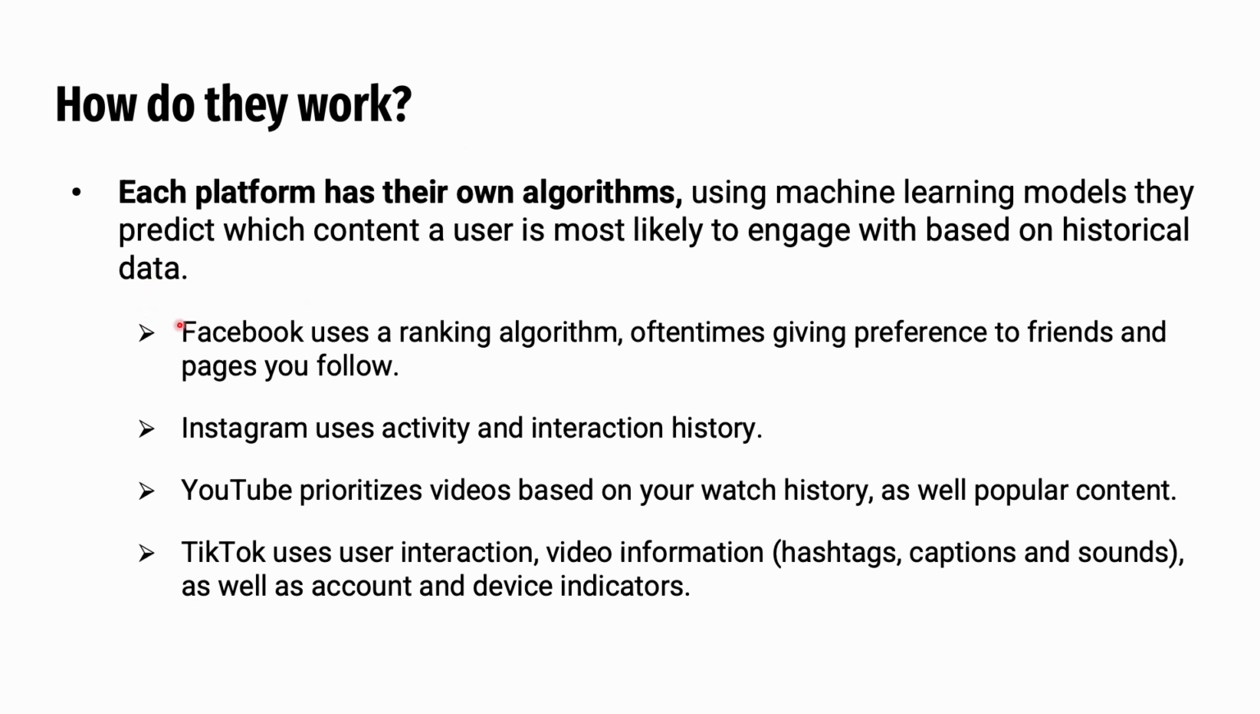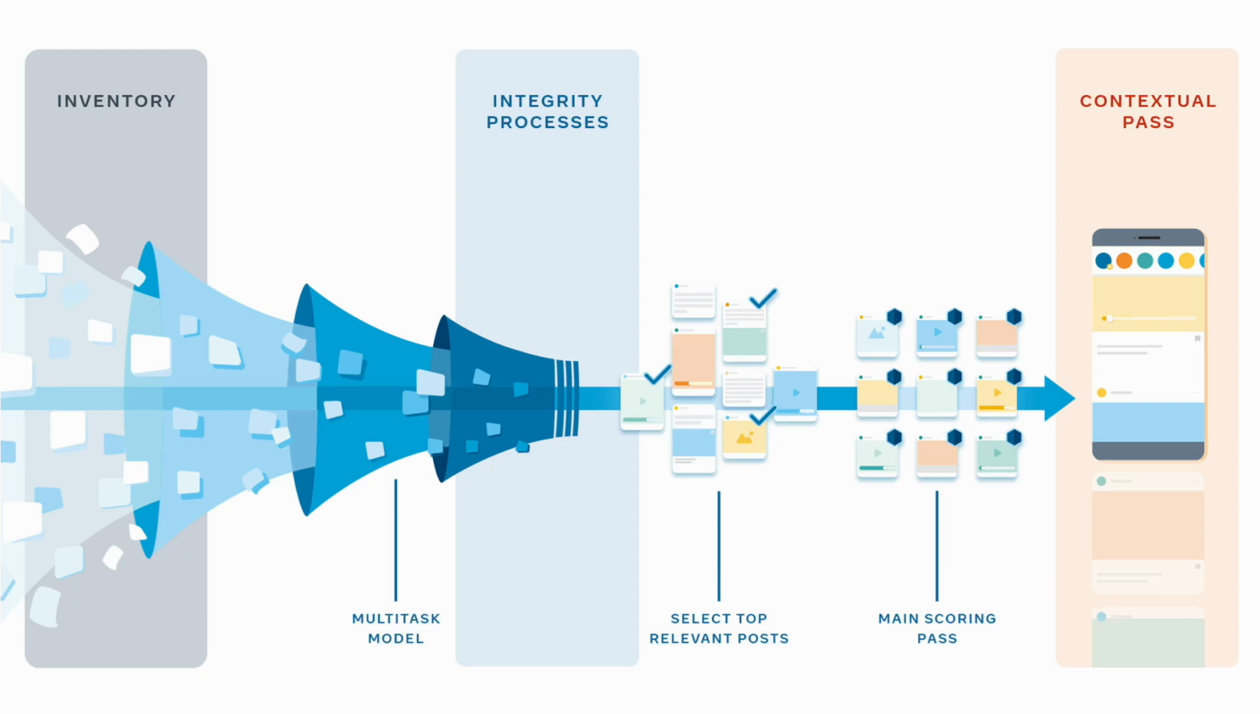Here we have some of the most popular ones. We have Facebook, Instagram, YouTube, and TikTok, and we can see some of the different things that each of them have, but they mostly use the same learning models and machine learning to kind of increase engagement. So here's an example of how one of these algorithms works. This is the Facebook algorithm.